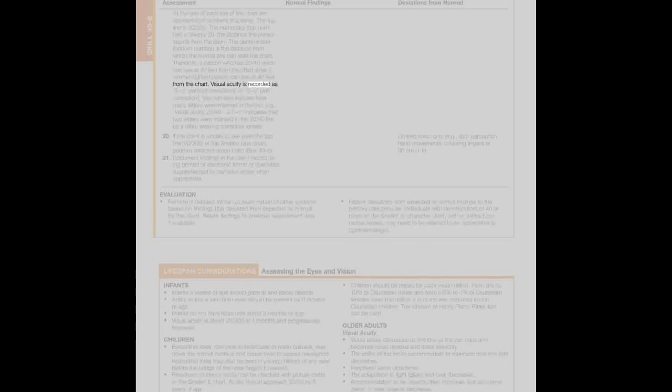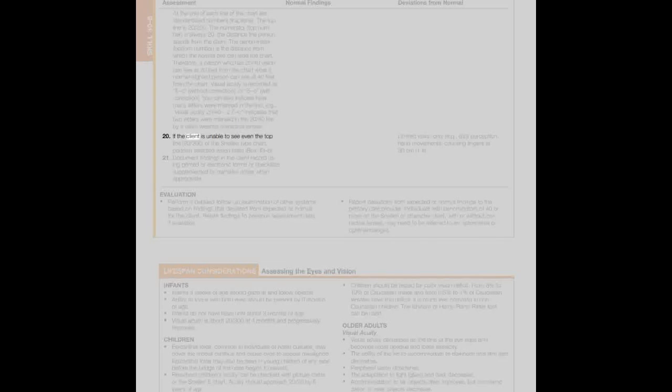Visual acuity is recorded as SC, without correction, or CC, with correction. You can also indicate how many letters were misread in the line. Example: visual acuity 20/40ths, -2, CC. This indicates that 2 letters were misread in the 20/40ths line by a client wearing corrective lenses.